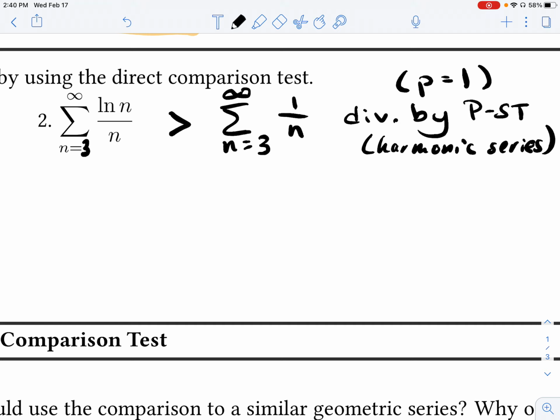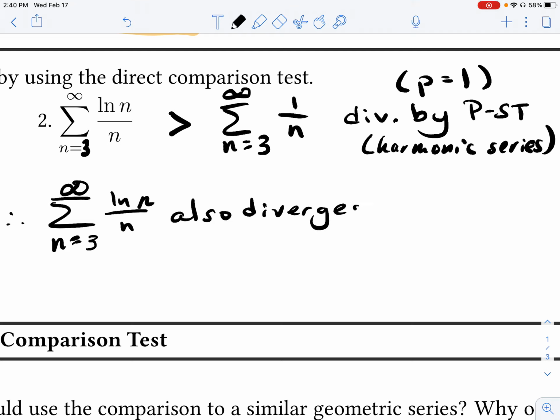So now that we have that, and you know your smaller series diverges, we can then say, therefore, our series here, natural log of n over n, also diverges by the direct comparison test. Okay, hopefully that makes sense and you have a good sense of how the direct comparison test works and what would be required when we are showing a series convergence or divergence using this test.